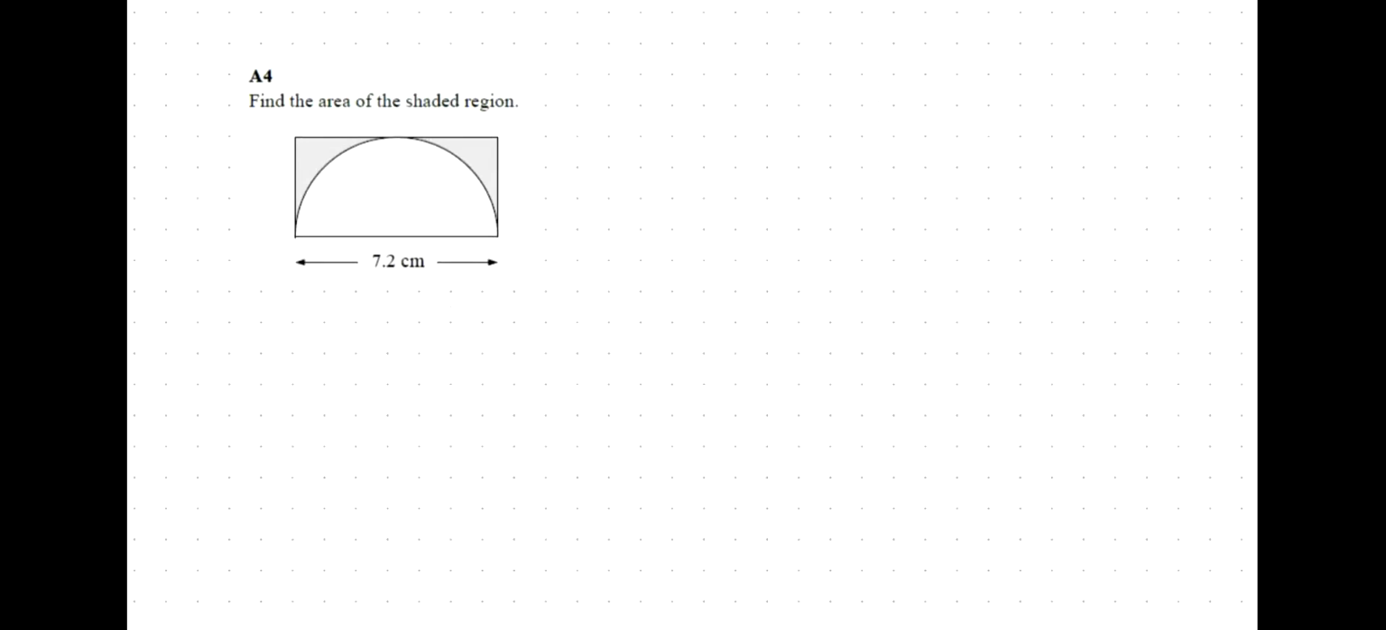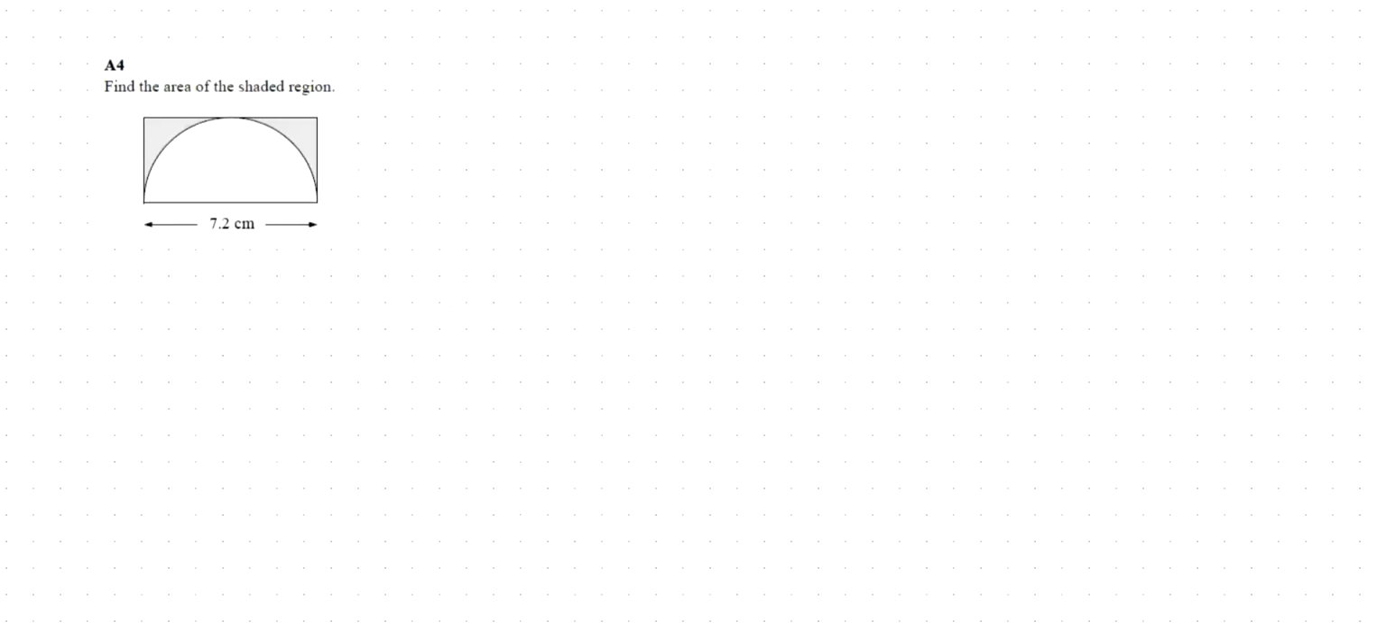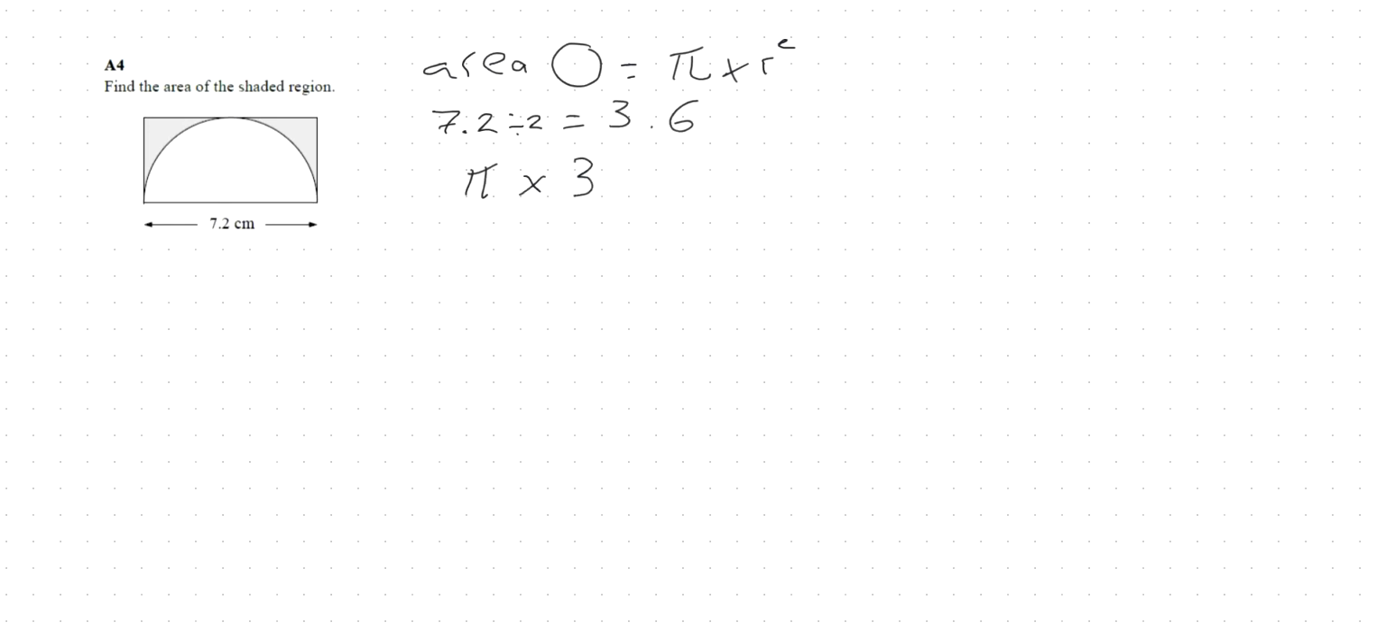From first glance, again, we look like we've got a rectangle and half a circle. So again, I'm going to deal with that circle first of all. So area of a circle is equal to pi multiplied by the radius squared. I know again that all the way across is a diameter. I only want to know half the way. So I'm going to do 7.2 divided by 2 to give me my radius of 3.6. So I've got now pi multiplied by 3.6 squared.